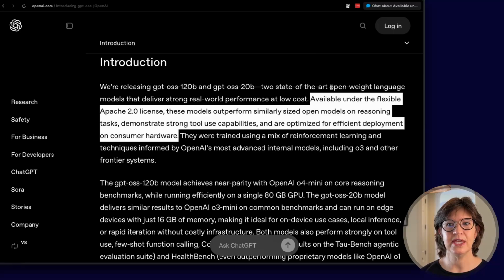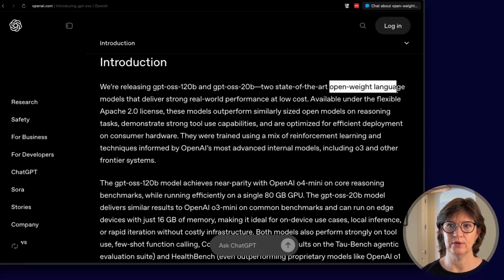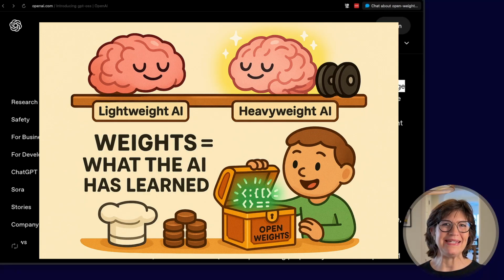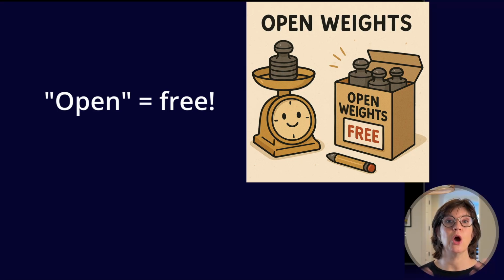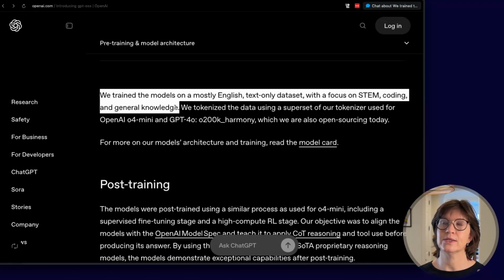Let's start with the open weight language model. What does open weight mean? Weight is the training that the model has gone through. It's the stuff that it's trained on, the stuff that it's learned, the stuff in its brain. In this case, OpenAI has trained the models on mostly English, text-only dataset with a focus on STEM, coding, and general knowledge. The open weight means it's open and available for you to use, that the model is trained, it's weighted with all this information and knowledge.